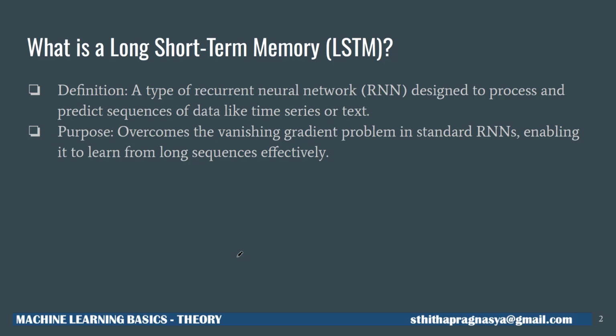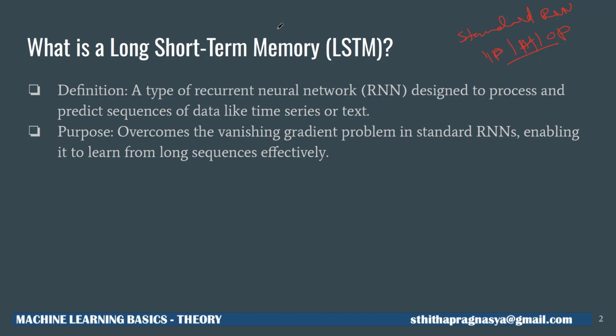What is long short-term memory? I wouldn't say this is another type, but this is a type of recurrent neural network architecture designed to process and predict sequences of data such as time series or text. The previous one, we would call it standard RNN, where we had only input, hidden, output. But this couldn't handle all the scenarios. If you have to remember it for a long time, this couldn't do it. That's where this one comes into picture, correct?